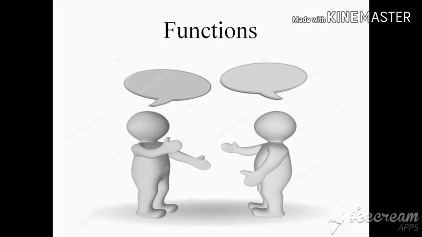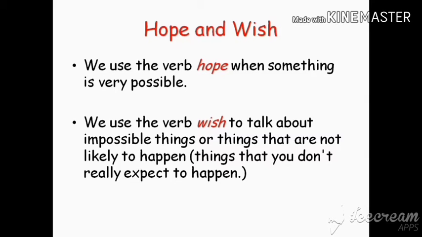In Unit 7, the function that we studied is hope and wish. And before we do some exercises, I would love just to remind you of the main points and the main uses of hope and wish. So we use the verb hope when something is very possible, right? When we are talking about something that can happen either in the present or in the future.